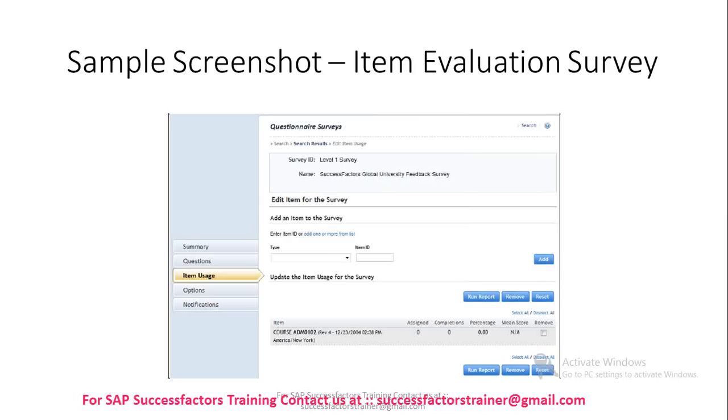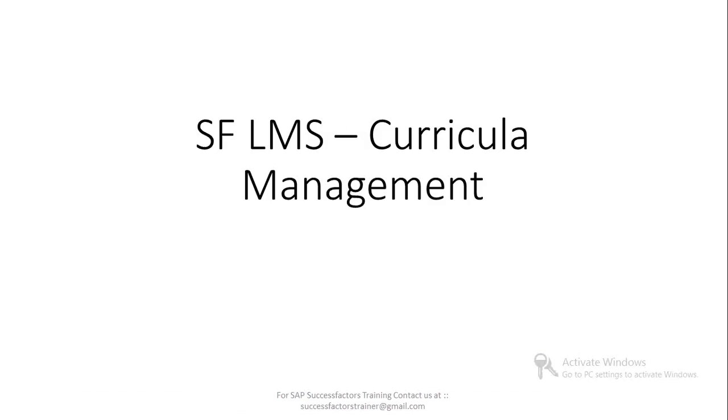Item usage is nothing but which items have access to this questionnaire survey. Options is where you can give the time by which they have to complete it. Basic settings cover whether completion of this survey is mandatory for the completion of the training. Notifications are nothing but who has to receive an email notification on this item evaluation survey.